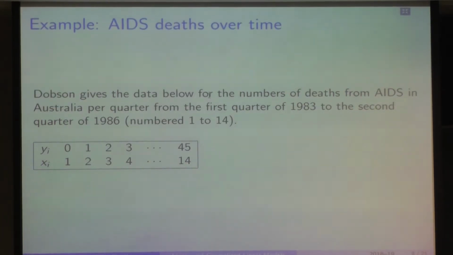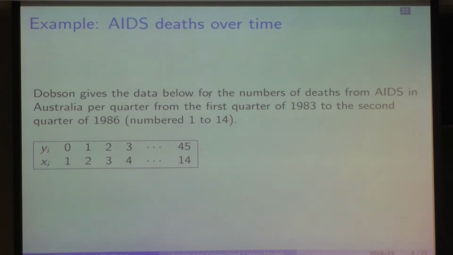Okay, so let's do an example of some actual Poisson regression. So here's some data which are deaths from AIDS in the 1980s in Australia. So this is example 38, age 87. The format of this data is a little bit strange. The deaths are per quarter.